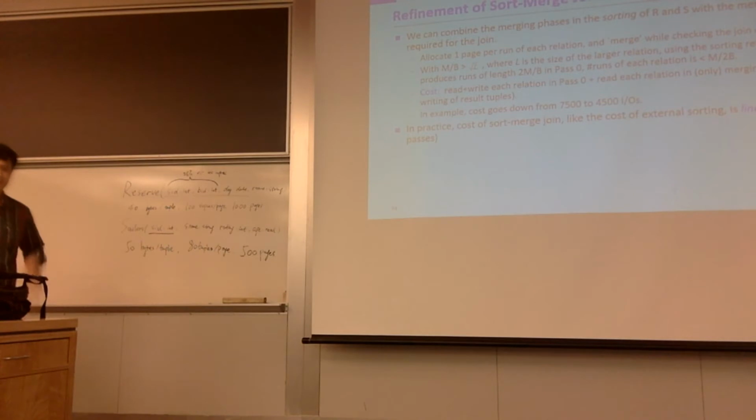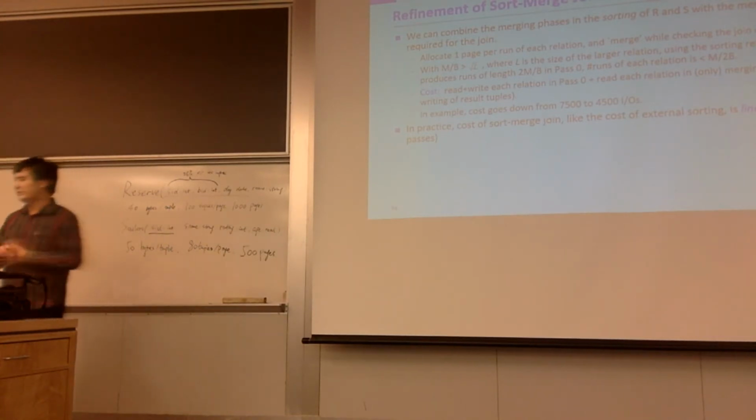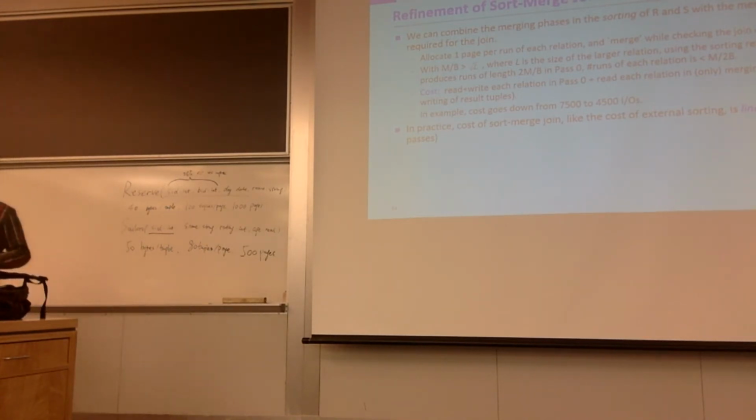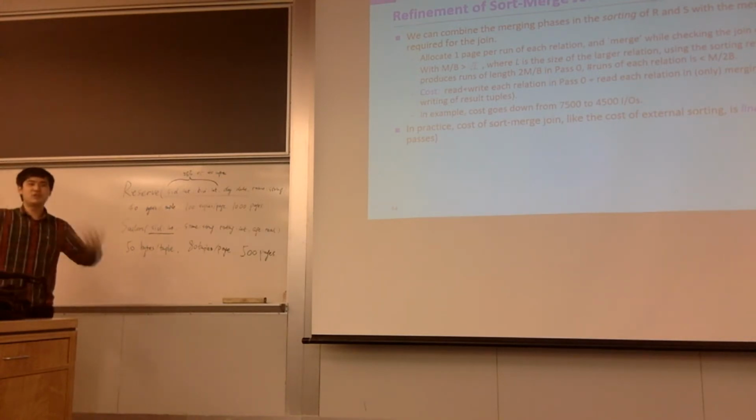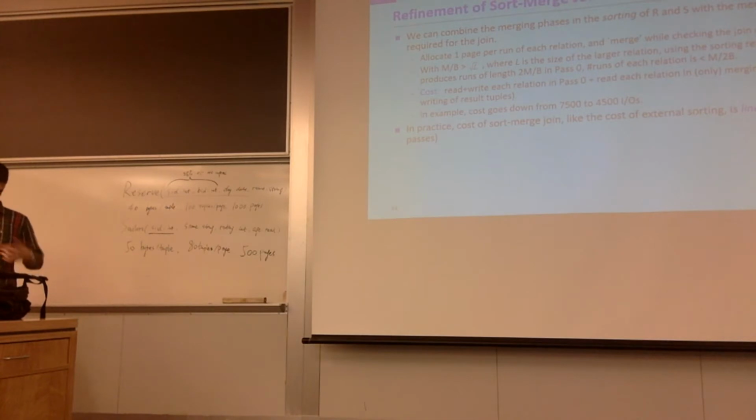We can try to optimize the whole process a little bit, noticing that in your external sorting, you still have a merge process in the last phase. In the last phase, you merge a bunch of runs into one single run, which is your sorted file. During this process, you are actually producing the tuples on the fly. So instead of writing them to the external file and then reading them back to do the merge of sort merge join again, you could combine these two processes.